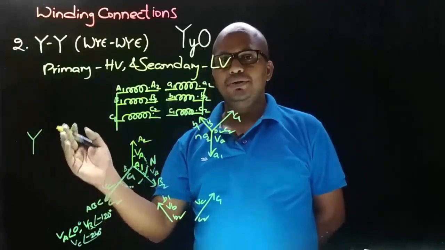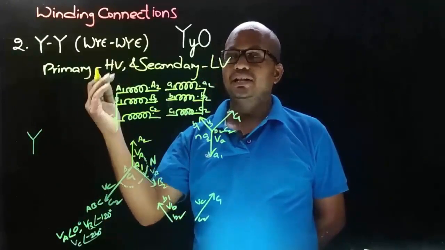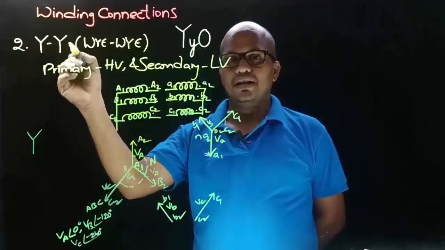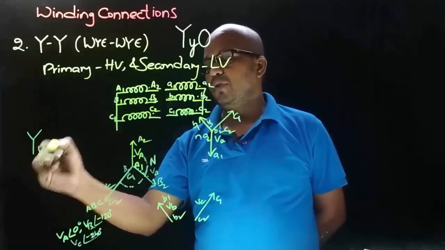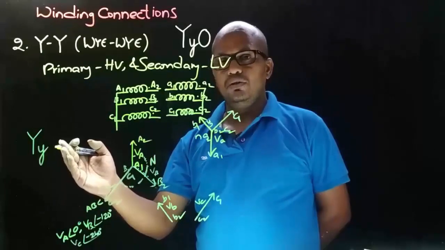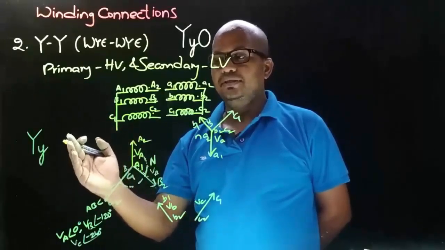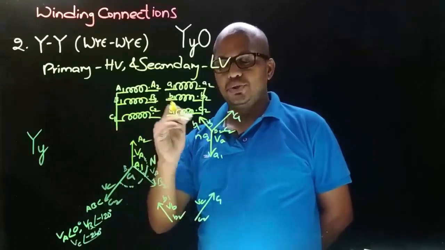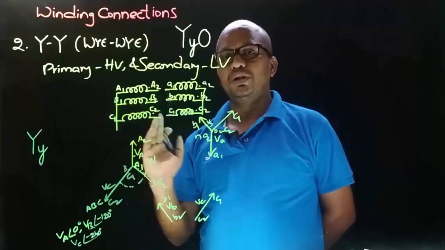And in vector group the second character is in lower case and that will indicate the LV winding connection. So here it is star. So in small letter y it is represented like this. And the third position is a numerical which is given from clock notation and which will indicate the LV winding phase to neutral voltage displacement with respect to HV winding phase to neutral voltage.